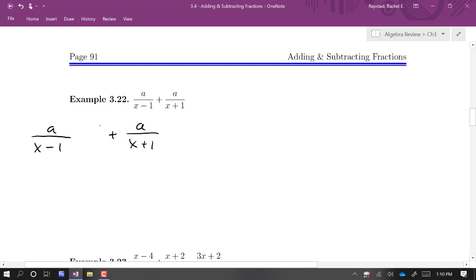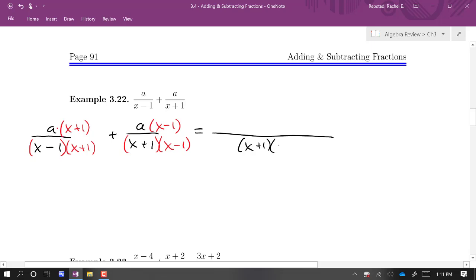So my two denominators are x minus 1 and x plus 1. And we have to realize that those are completely different denominators. It's like having a factor of 2 and a factor of 5. They're just different. So the first denominator needs to pick up the factor of x plus 1. And I can do that as long as I give it an x plus 1 up top. And the second needs to pick up a factor of x minus 1.